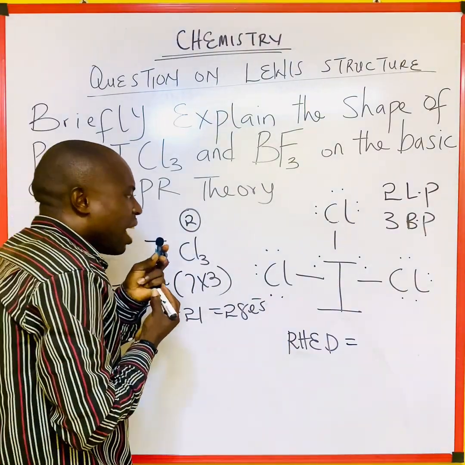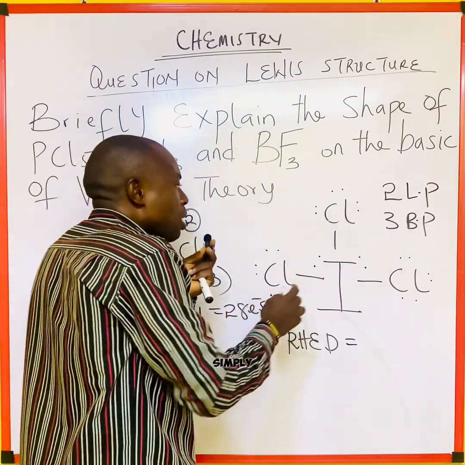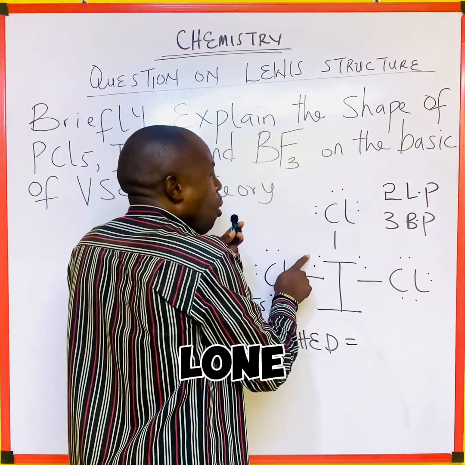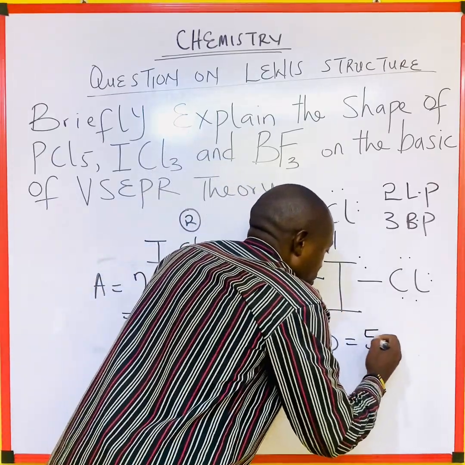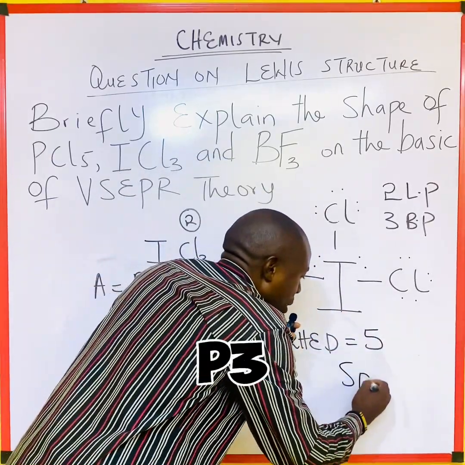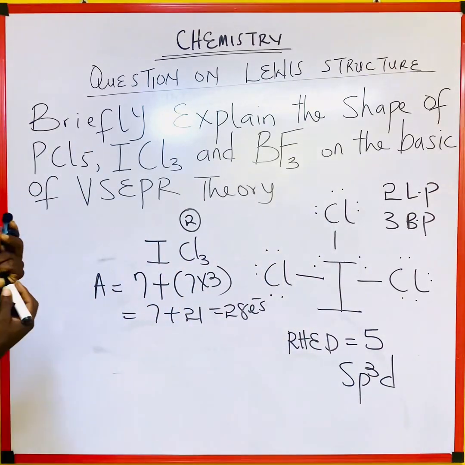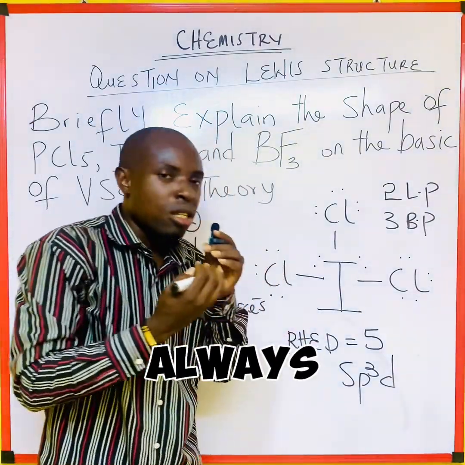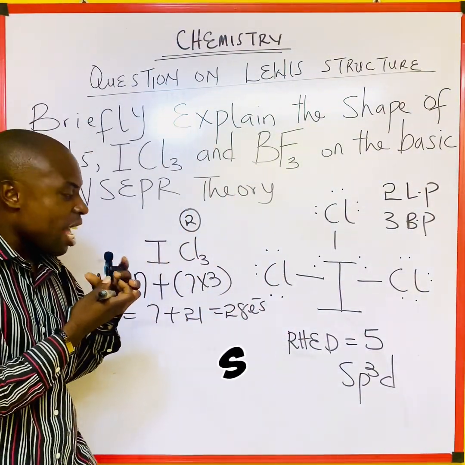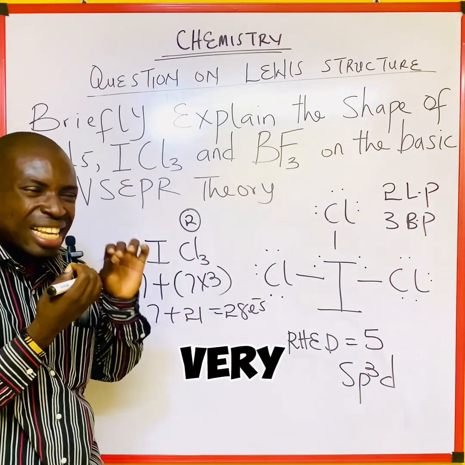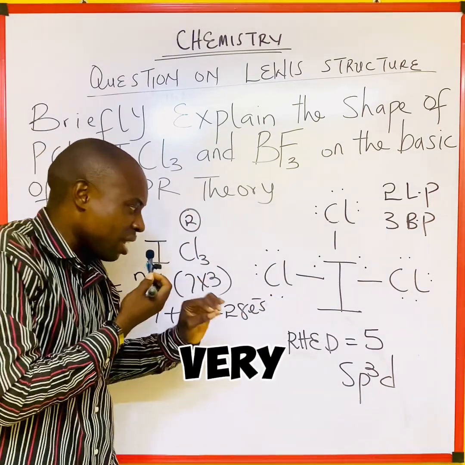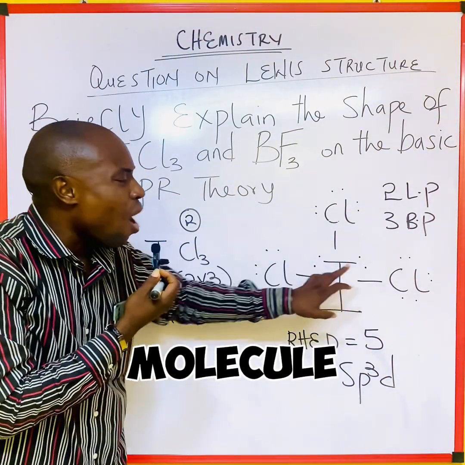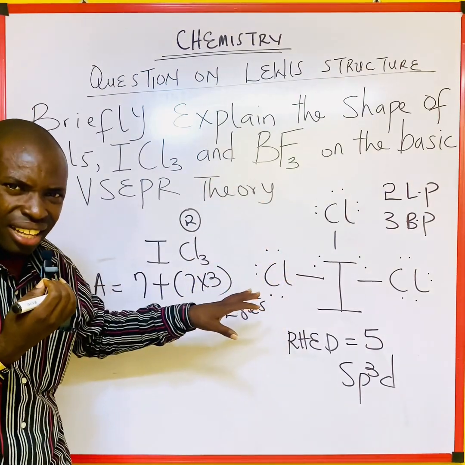Now, what is your RHED here? Your RHED, which is equal to your hybrid orbital, is simply the sum total of these two. So you have 2 plus 3, the lone pairs and the bond pairs, which is 5. And if it is 5, it is the same as sp3d. Of course, if it is sp3d, there is always a problem here. Is that clear now? If it's sp3d, be very, very careful.